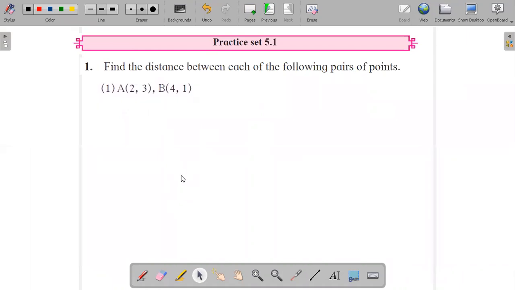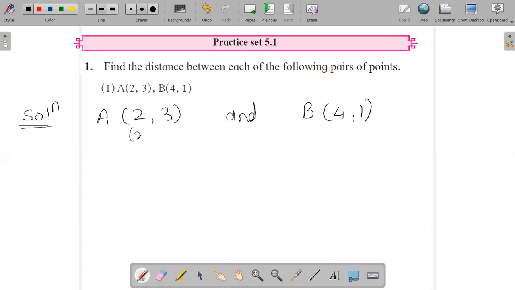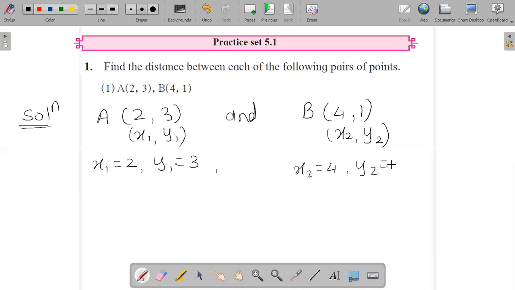So we have to find distance between each of the following pair of points. Exactly same way. So I'll solve this. We'll start with the solution. The 2 points are, first is A, 2, 3, and second is B, that is 4, 1. So the first point you take it to be x1, y1, and second point you take it to be x2, y2. So now we know x1 will be 2, y1 will be 3, x2 will be 4, and y2 will be 1.